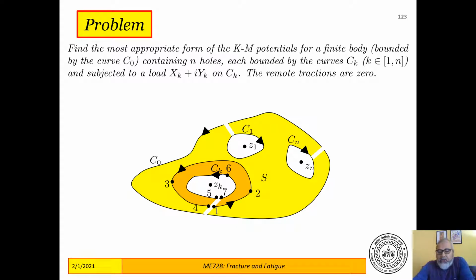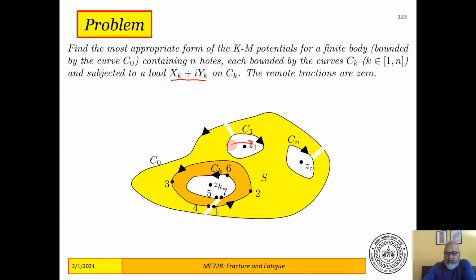Now let us take a body which has holes in it. These holes are C1, C2, Cn, etc. And we call a generic hole Ck. This is what we are going to work on. And C1, C2, every hole has a set of loads that are specified on it.